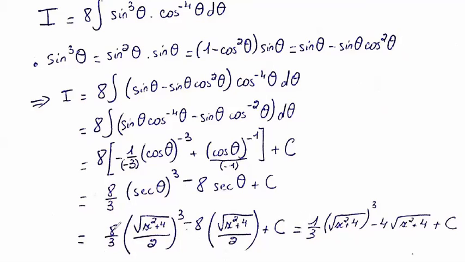And here we can simplify. We have a cube here, so we can simplify 2 cubed and 8, because 2 cubed is equal to 8. And here we can simplify 2 and 8, we will get 4. So our final answer would be one third the square root of x squared plus 4, cubed, minus 4 multiplied by the square root of x squared plus 4, plus a constant c.